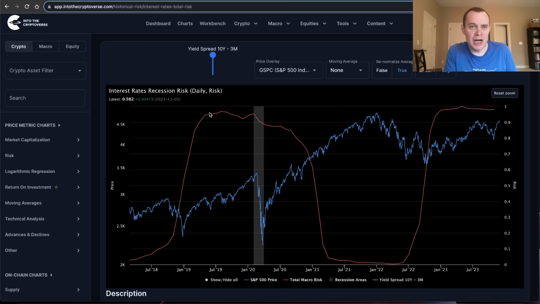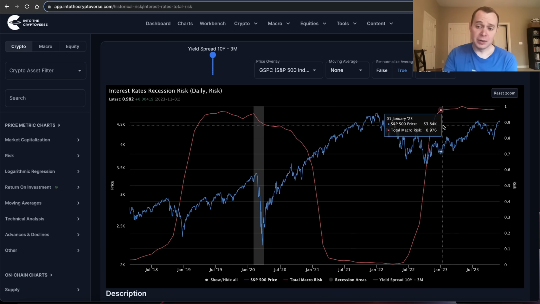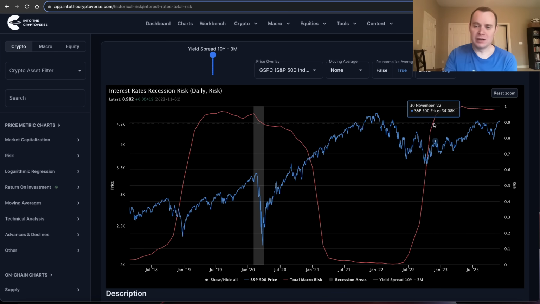There's always a chance that the Fed engineers a soft landing, even though it's not the most likely outcome. It has previously occurred, like in 1967. But even in 1967, when they engineered a soft landing after an inverted yield curve, we still ended up getting a recession. It was just delayed by another couple of years. So the Fed does not have the best track record in terms of engineering a soft landing. So again, here we've gone up into the 0.9 to 1 risk band a little over a year ago now.